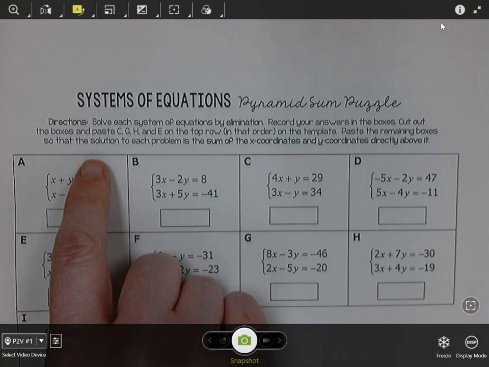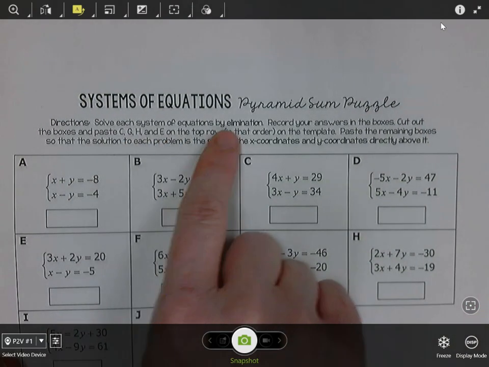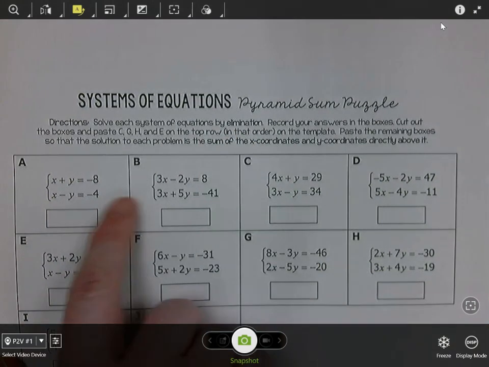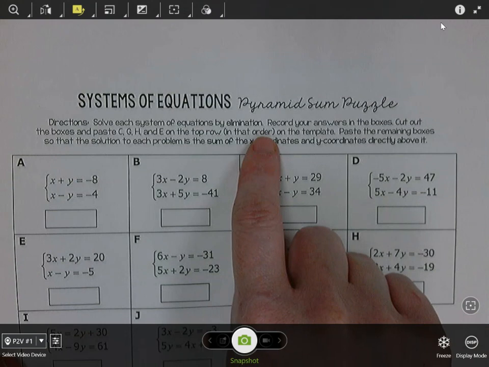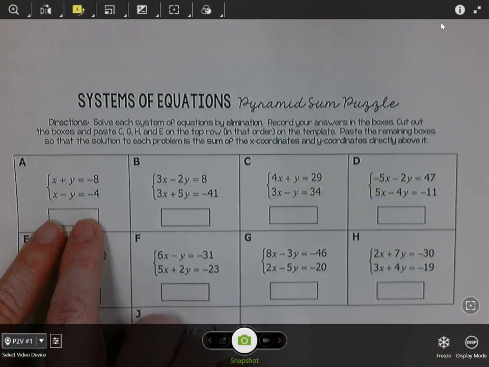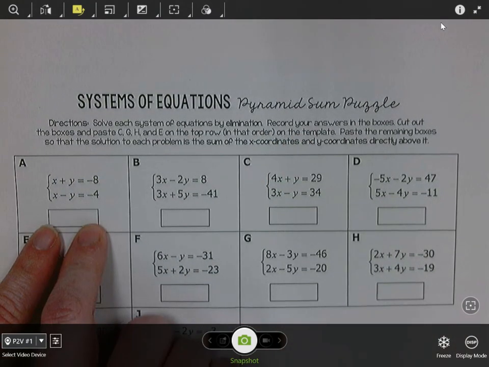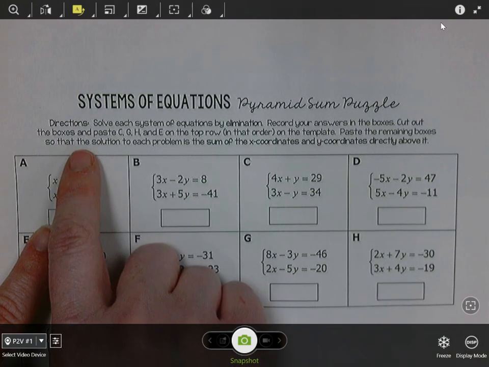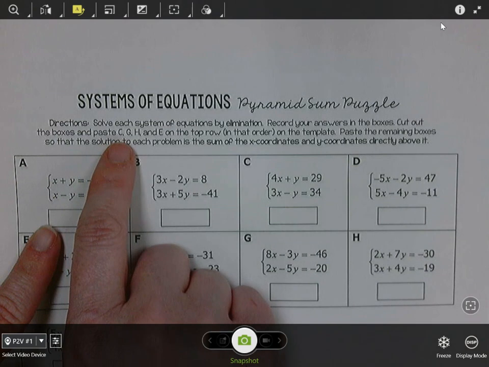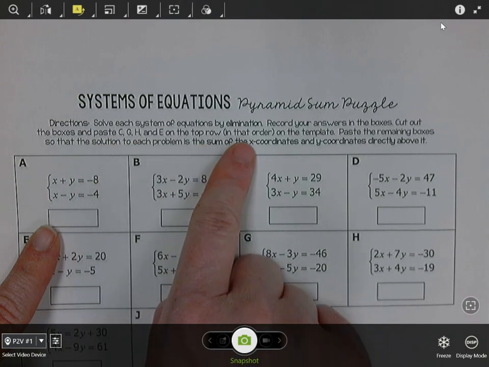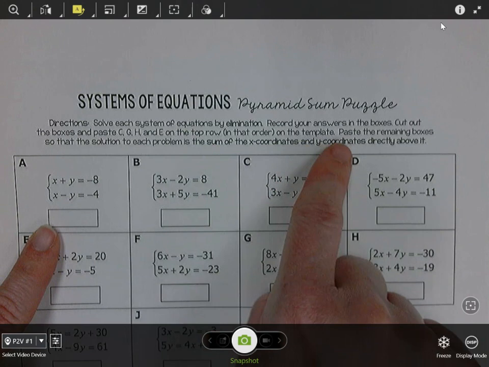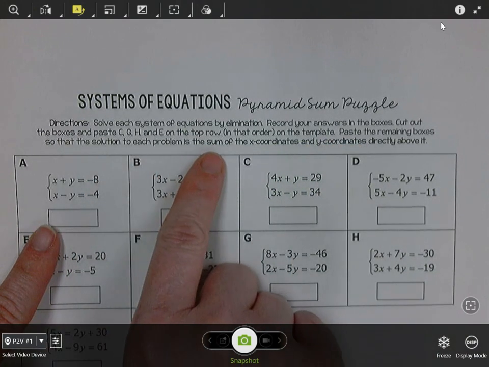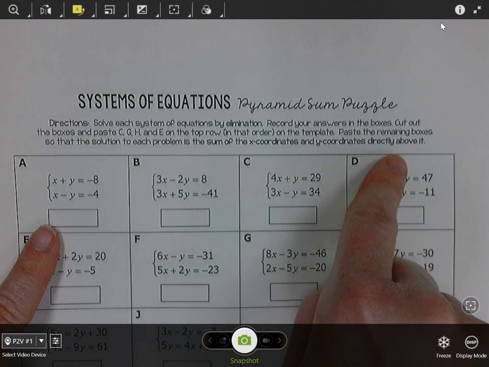All right, so on here it says, solve each system of equations by elimination, and you will do that on your piece of notebook paper. Make sure you label it A, B, C, D, E, F, G, H, I, J. Record your answers in the boxes. So here you would put your ordered pair. I would wait until you're done with all of them, and it says cut out the boxes and paste C, G, H, and E on the top row in that order on the template, and then paste the remaining boxes so that the solution to each problem is the sum of the X coordinate and Y coordinates directly above it.